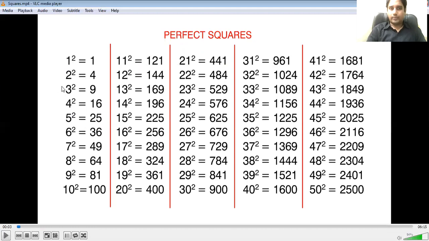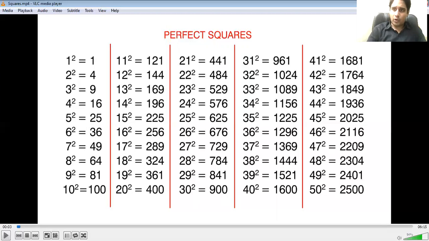1 square ends with 1, 2 square 4, then 9, 6, 5, 6, 9, 4, 1, 0. Can you see a pattern? 1, 4, 9, 6, 5, again coming back 6, 9, 4, 1, 0.